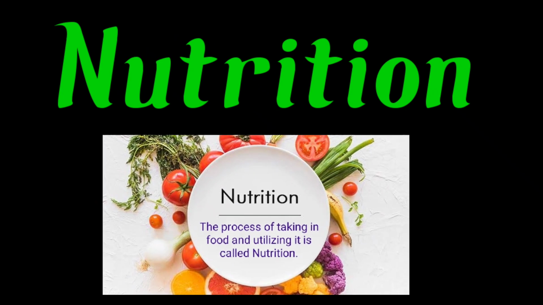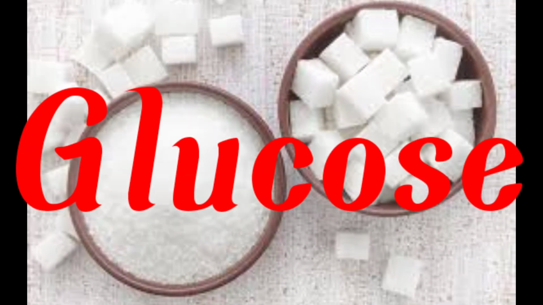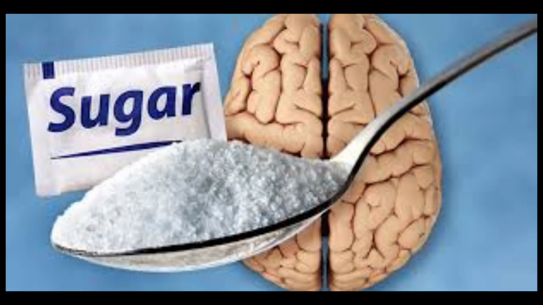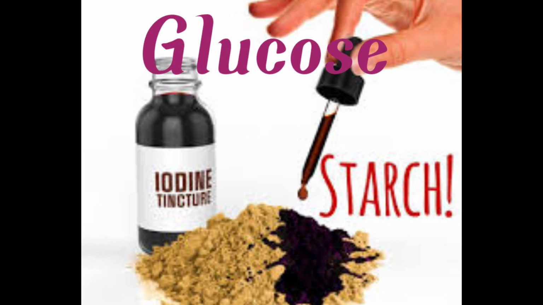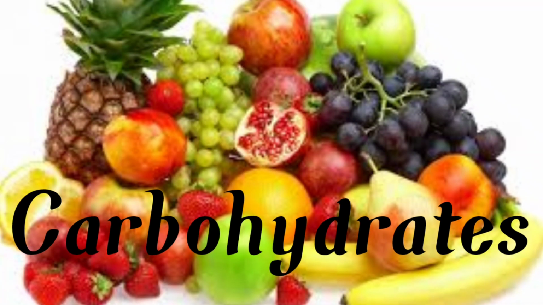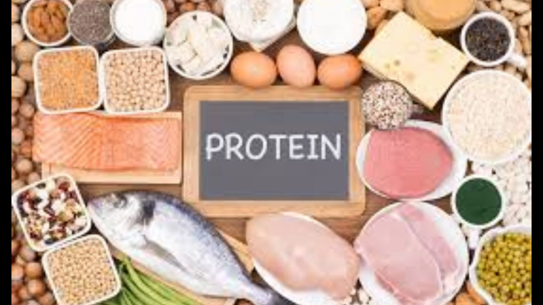Next, we can move to nutrition. Food is an organic substance. The simplest food is glucose. It is also called simple sugar. A more complex food is starch. Starch is made from glucose. The general name of substances like glucose and starch is carbohydrates. Carbohydrates are the most common foods for getting energy. Fats and proteins are also foods.